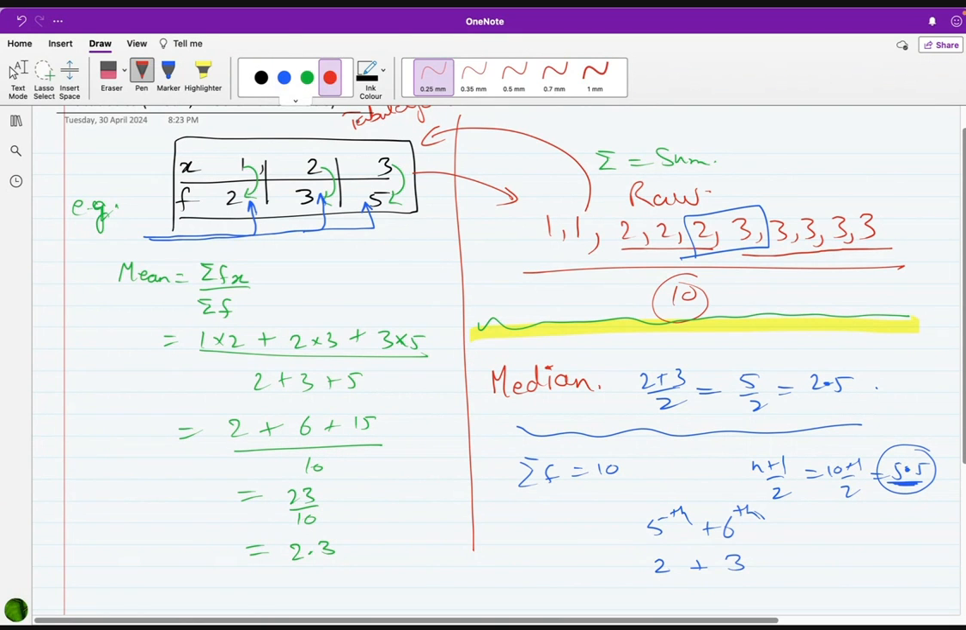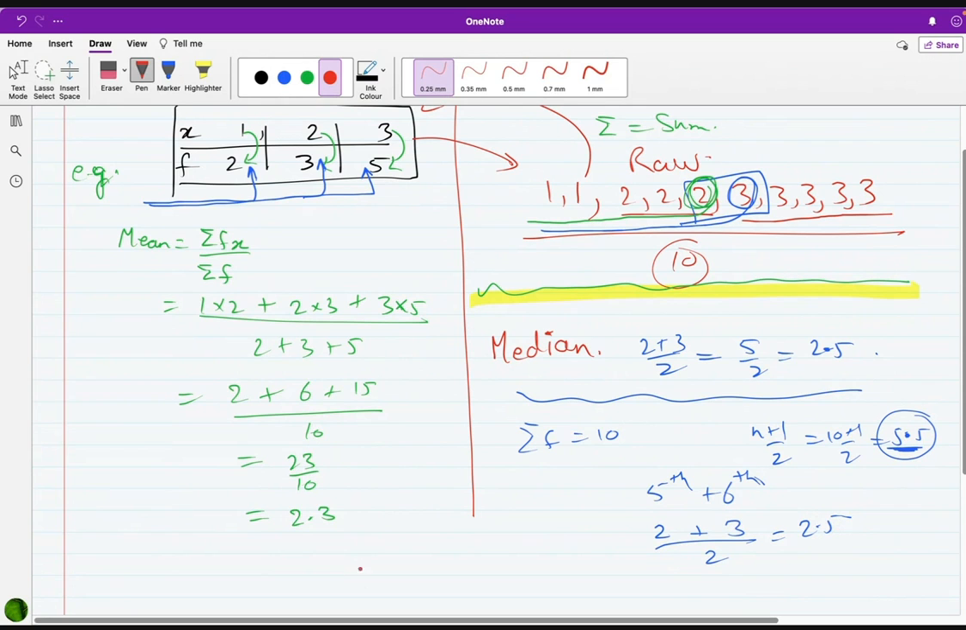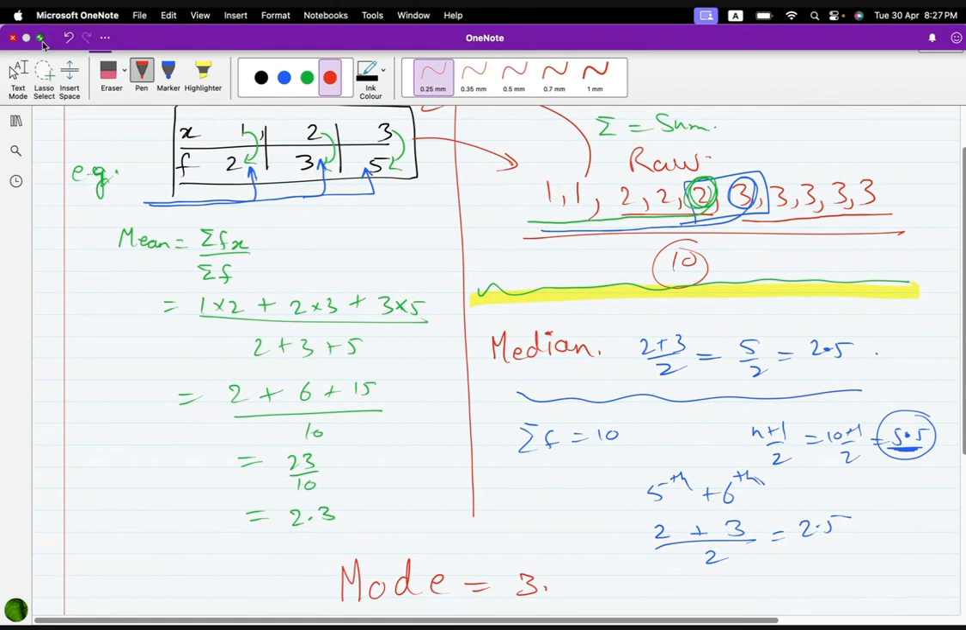Now come to raw data. I'm counting 1, 2, 3, 4, and 5. For the sixth number, I'm again counting 1, 2, 3, 4, 5, and 6. So fifth and sixth divided by 2, we get 2.5. And what is the mode? Mode is 3. Most frequent, most occurring number.